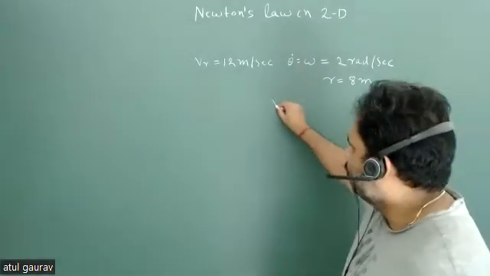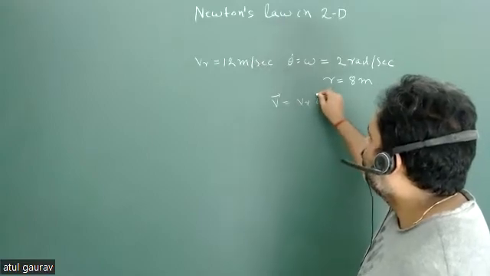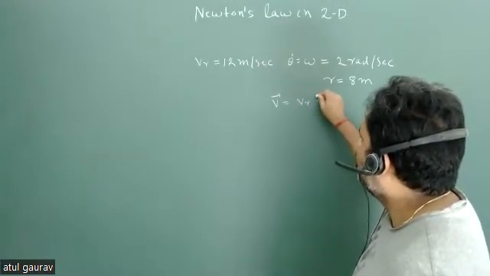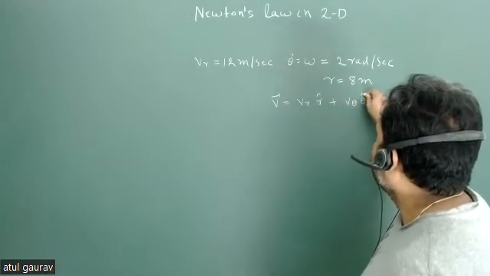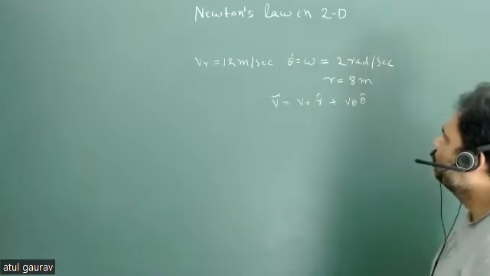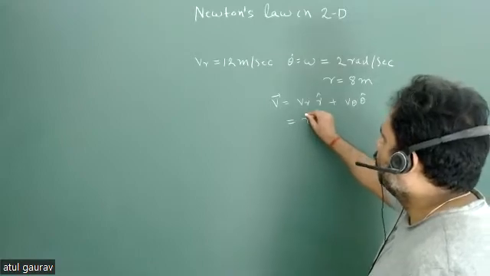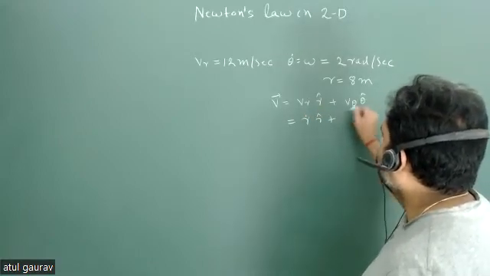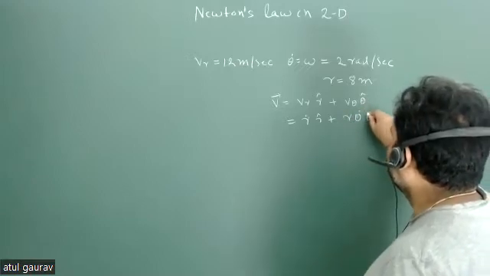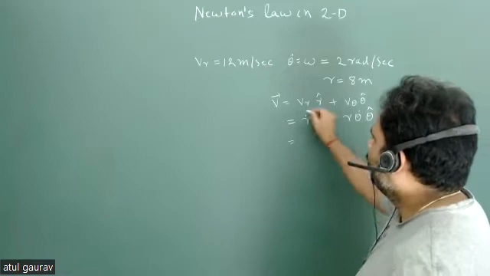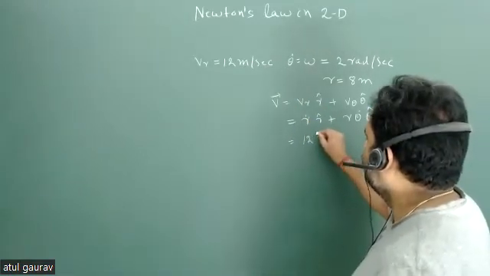Sir, obviously, v is nothing but Vr in which direction? R cap direction, and v theta in which direction? Theta cap direction, isn't it? And what is Vr? It is r dot in r cap direction. And what will be v theta? V theta is r theta dot in theta cap direction. And what is r dot? This is nothing but 12 r cap.